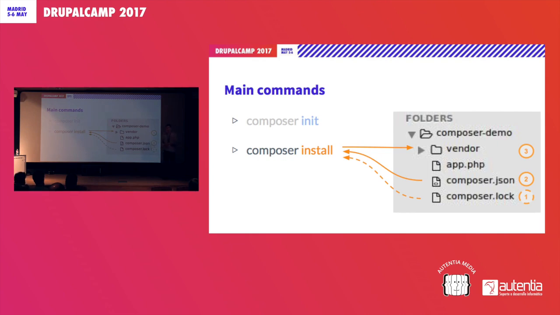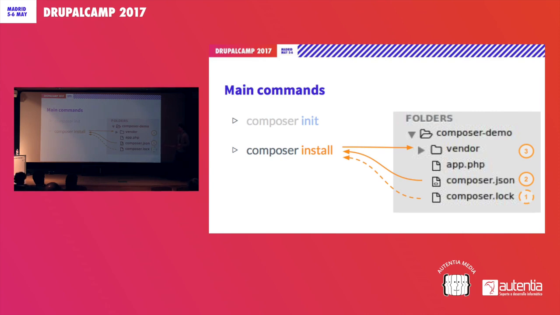Then it will resolve the dependencies by looking at what are the most up-to-date versions of the libraries that we need, and then it will download those files for us and put them in the vendor directory. Of course, the first time, the lock file won't be there, so it will create the lock file for us.